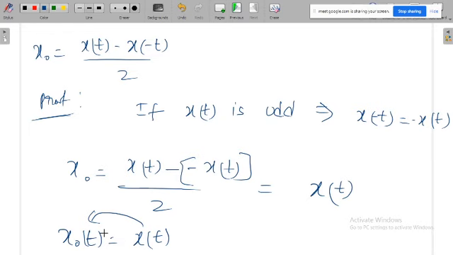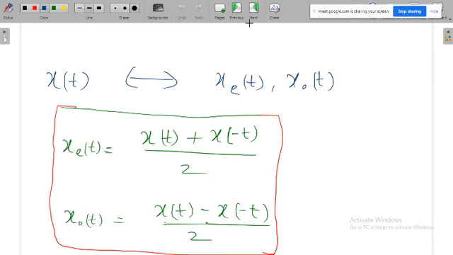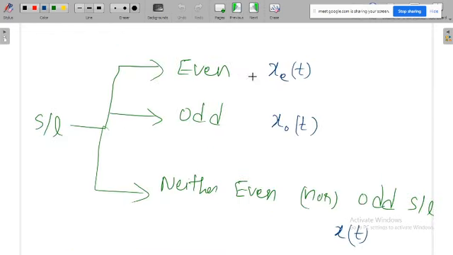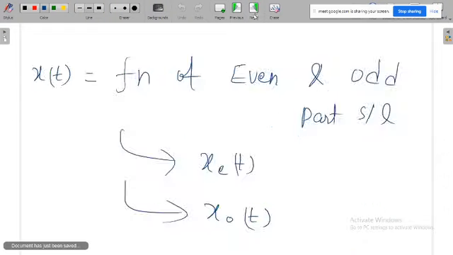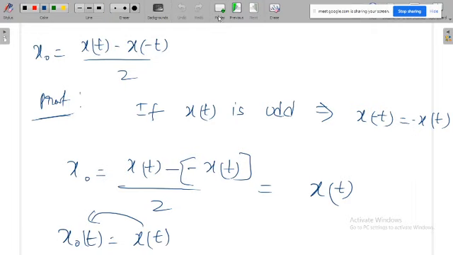Last one. Now you have some idea about these conditions. The signal is even or odd, but the signal could be neither even nor odd. At that time, again we can extract the even part of the signal as well as the odd part of the signal. Now again we'll see one or two problems related to this. Then we'll wind up.